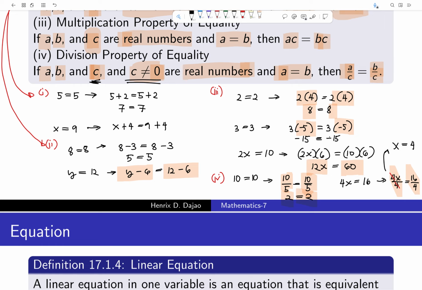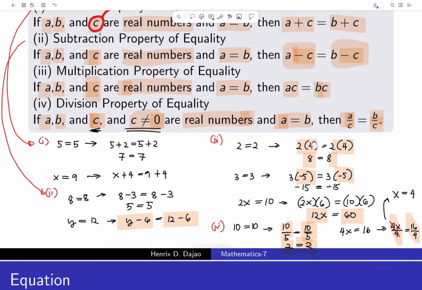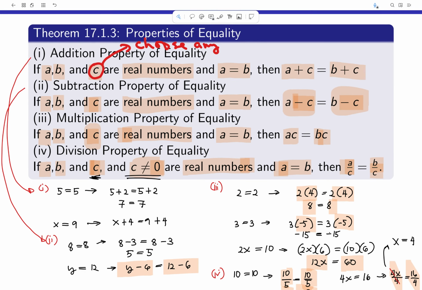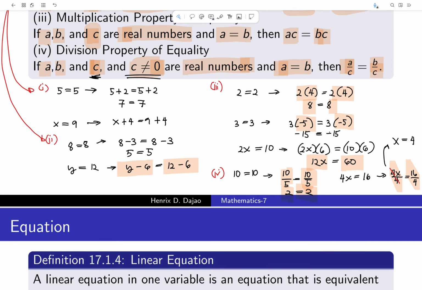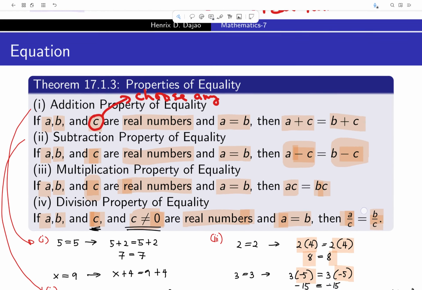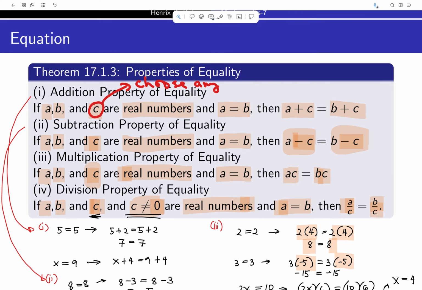Now we will use these properties 1i up to 4i. Maybe we can apply 1i, 2i, 3i in combination, and so on. We cannot always apply all of them in one example, but we can apply a multitude of properties in one equation. So we will try to do that later. At least we already know what these properties are.